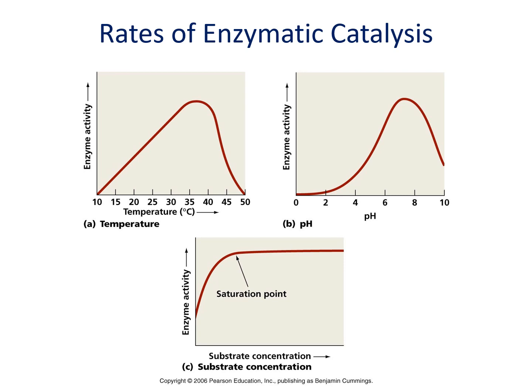At 10 degrees, we have very little activity, but then as we increase the temperature, it gets higher and higher and higher until we get up to about 37 degrees. 37 degrees is body temperature for humans and other mammals, and our enzymes have evolved to work best at that temperature. Now, when you go above 37 degrees, somewhat surprisingly, the activity drops off very dramatically. And if you think about it, it's not that surprising because enzymes are proteins.